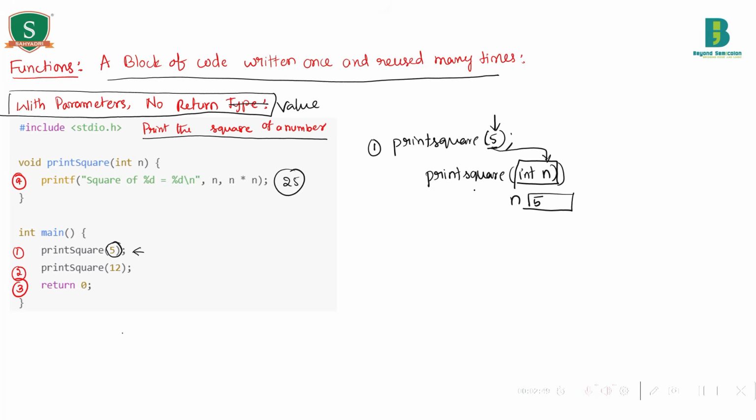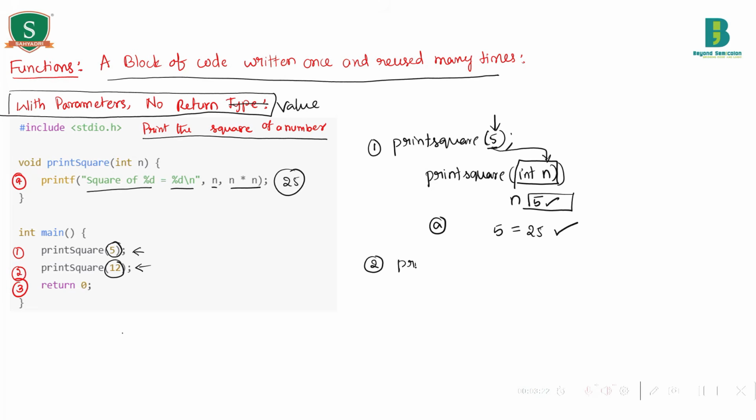Then inside the function there is a statement, a. What does the a statement contain? printf("Square of %d is equal to %d", n, n*n). That means it prints: square of n value, which is 5, is equal to 5 multiplied by 5, 25 is printed. After that it comes back to the second statement. What is the second statement? The second statement is also calling the function.